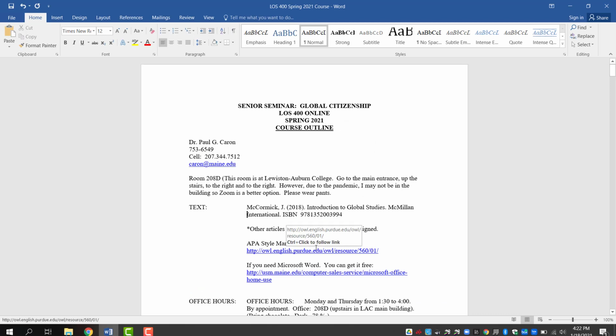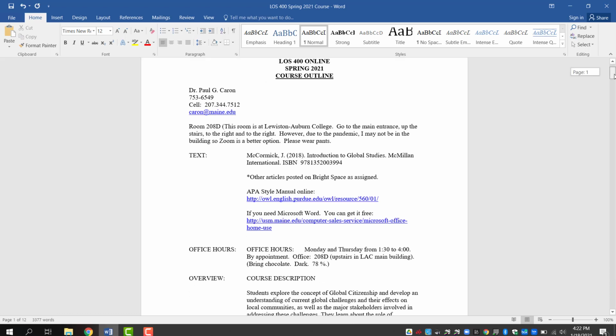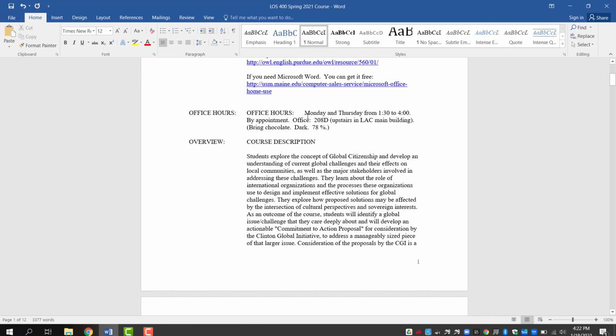So going back to the syllabus, that's the book, and there is APA style. We'll be writing in APA style, and everything is written in Microsoft Word. You can get it free because you're a USM student, and it's available at this site here. So you can click that and get the free information. If there were office hours, this would be it. And chocolate's very important for success. Just saying.